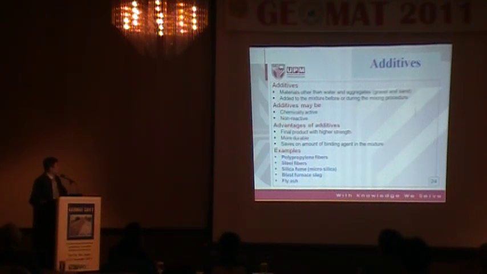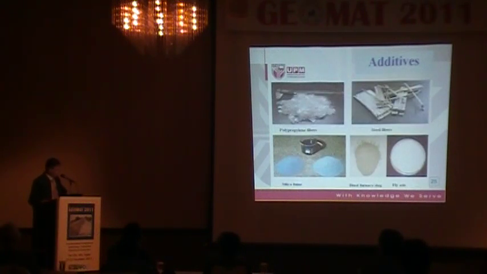Advantage, of course, will improve the strength, more durable, and safe in terms of the amount of mixing agent in the mixture. Examples of additives that we're looking at are polypropylene fiber, steel fiber, silica fume, microsilica, BFS, blast furnace slag, as well as fly ash. So this is just an example of some additives. This is the polypropylene fiber, some steel fiber, silica fume, fly ash, and also the BFS.